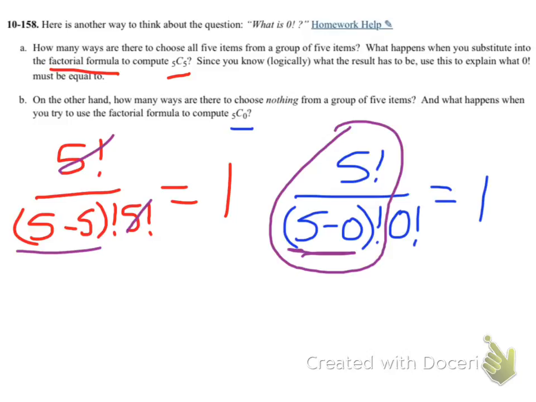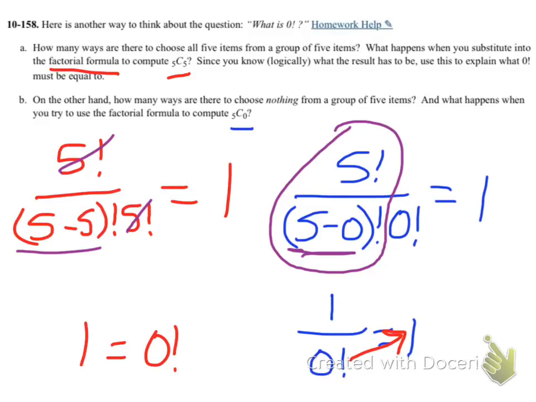So very similar to the last problem. I now have 1 divided by 0 factorial equals 1. Once again, when I cross multiply, I will get 1 equals 0 factorial. Once again proving that 0 factorial must equal 1.